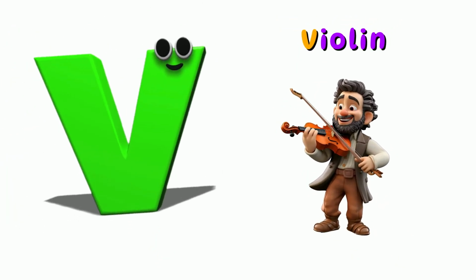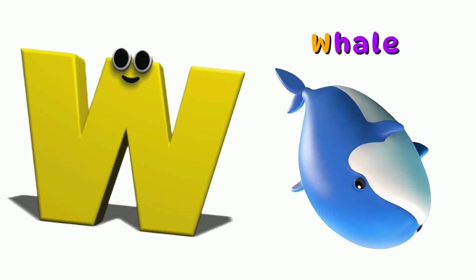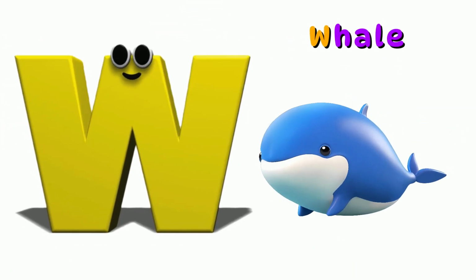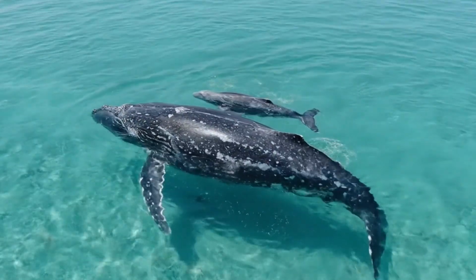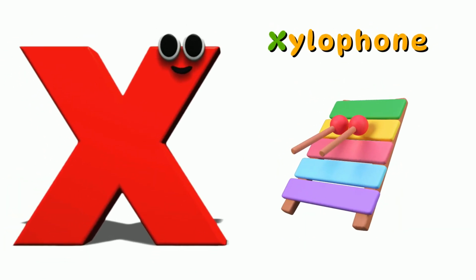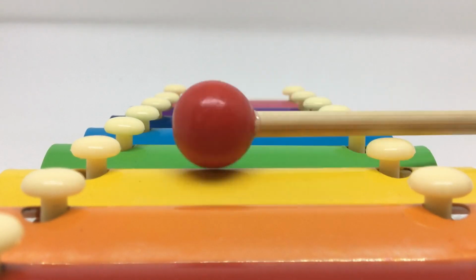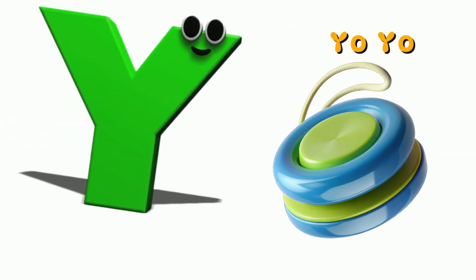Violin. V, violin. W is for whale. Whale. W, whale. X is for xylophone. Xylophone. X, xylophone. Y is for yo-yo.